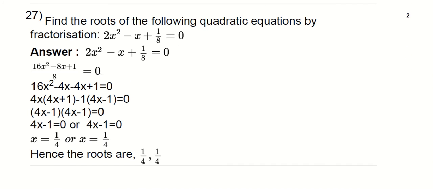Find the roots of the quadratic equation. You can use the formula method or this method. In the factorization method, you have to take the LCM. After finding the LCM like this, you can take 4x common here, and take minus 1 common here. So 4x minus 1, the x value is 1 by 4, 1 by 4.